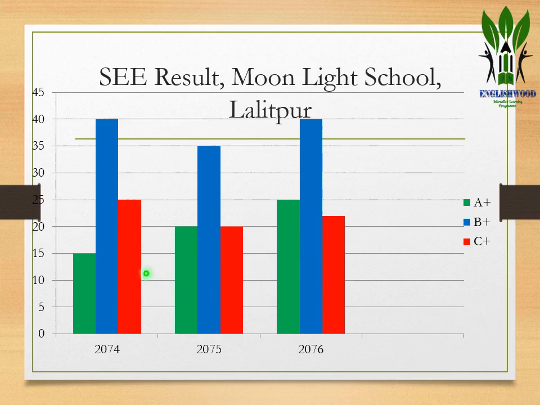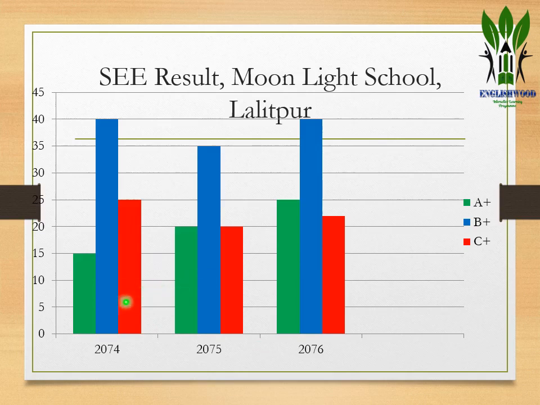The first one is in 2074. Moonlight School, Lalitpur, in 2074, had 15 students get A plus, then 40 students got B plus, and 25 students got C plus in the result of 2074. Similarly, in 2075, you describe. That's your summary. Now, the next part is you have to compare the highest, the lowest, the differences.